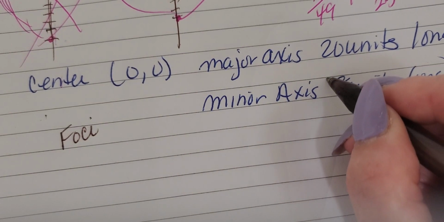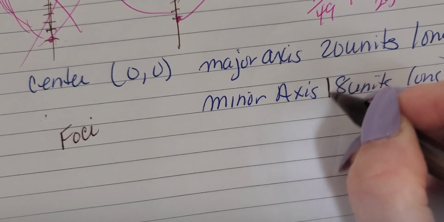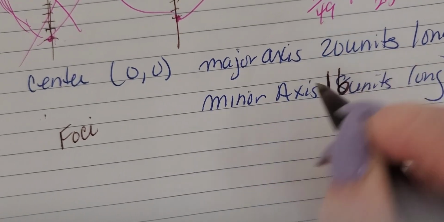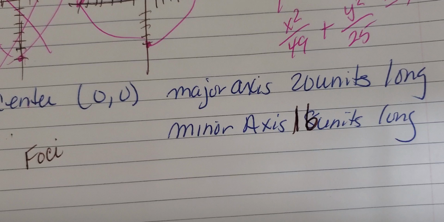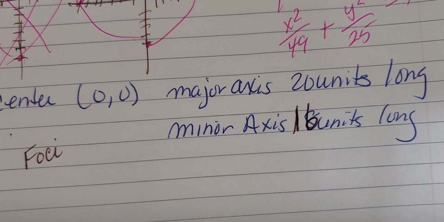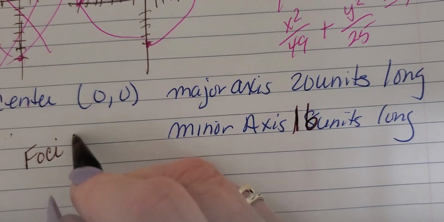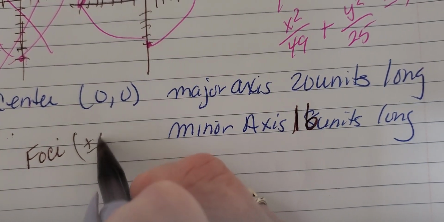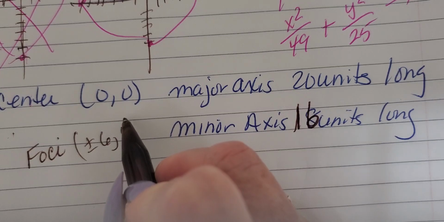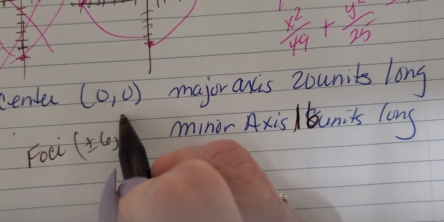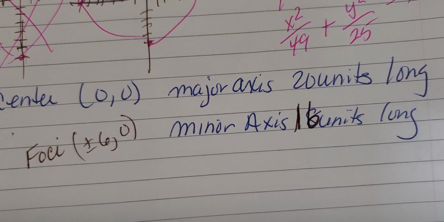Okay, I'm going to change this to 16. All right, let's do this. Let's make the major axis 20 units long, and the minor axis 16 units long, which means the foci points are plus or minus 6 and 0. Okay, that's going to help you.